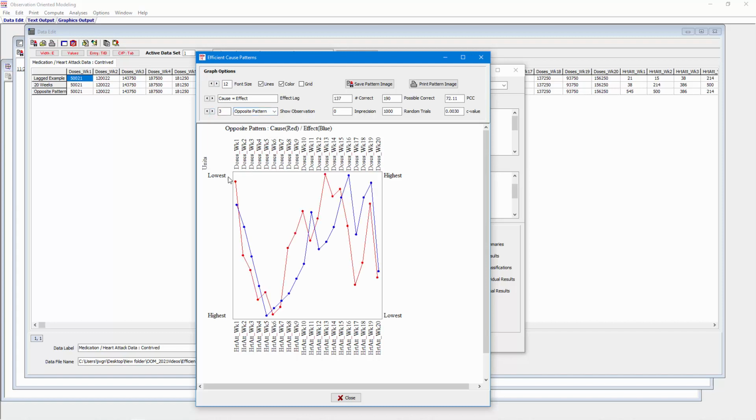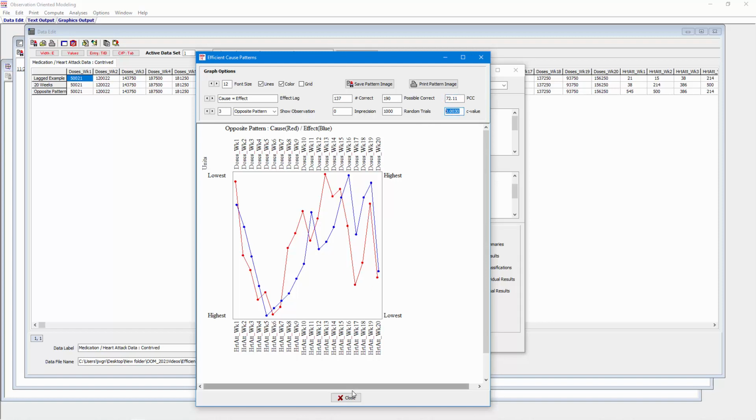Now notice the cause is going lowest to highest this way, whereas the effect is going lowest to highest this way. So I have indeed reflected the cause. Now you can see the lines match up really nicely across most of the 20 weeks in terms of their concomitant changes. The PCC is now up to 72.11% with a nice low chance value.